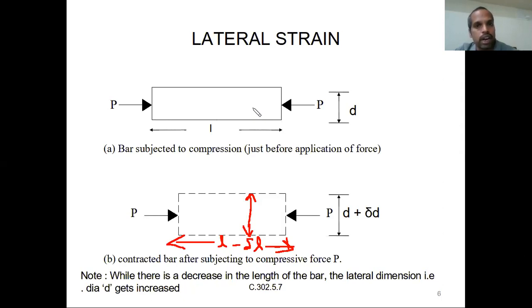So whenever a lateral strain is there, it is accompanied by longitudinal strain always. There cannot be strain in only one direction with zero strain in the other direction, it's not possible. In general, strain will be there in both directions, like this, if you take a separate diagram for this one.